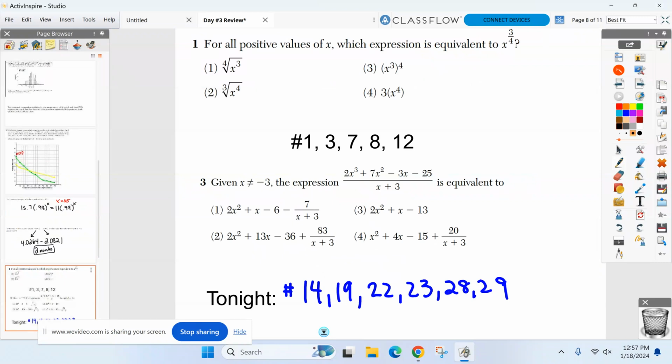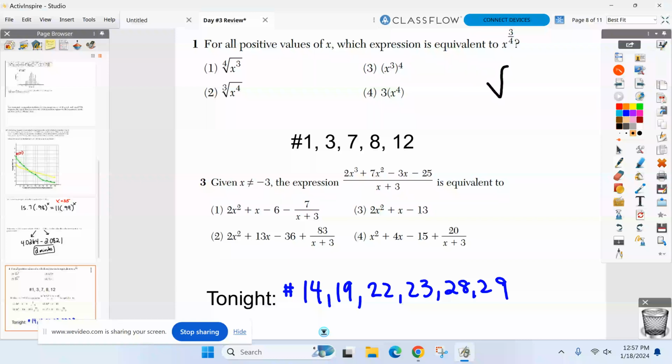So number 1, which expression is equivalent to x to the 3/4? Yes, store a number in for x, find the value, see which multiple choice matches that value. We get it. I want you to do that a week from today. But how do I do this straight up? How do I turn this into radical form?